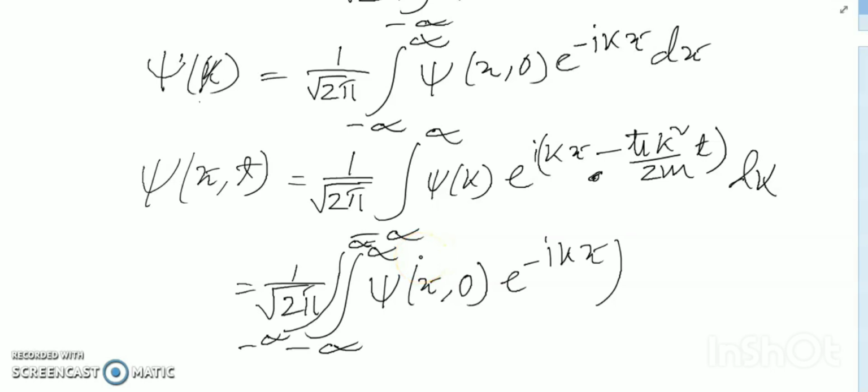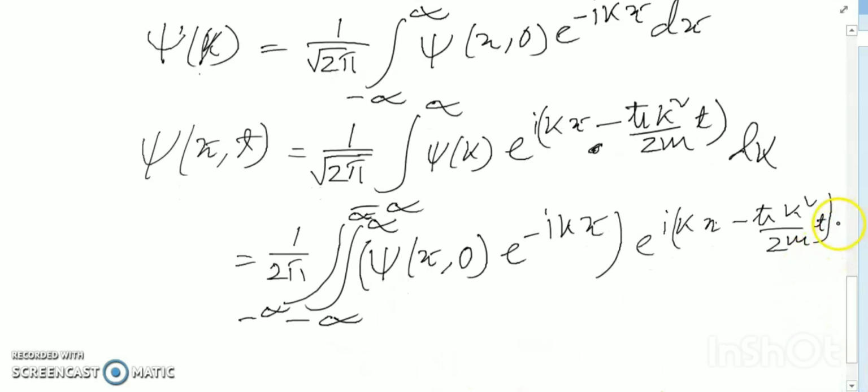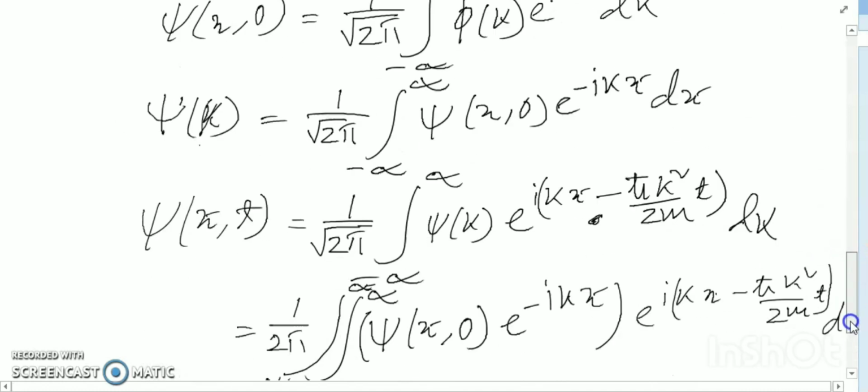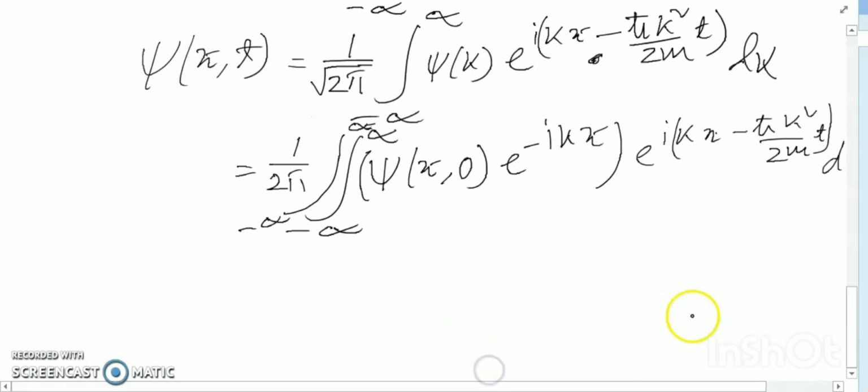Now friends, if I put in the value of psi k, then I get 1 by root over 2 pi, and this root over 2 pi will multiply in here, so it will be 1 by 2 pi, and e to the power ikx minus h bar k square divided by 2m t, into dk into dx. Okay, so this is the psi of x comma t.